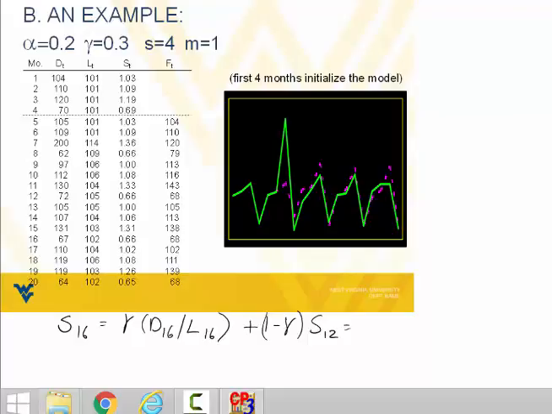So our gamma is 0.3, 67 divided by 102.7 plus 0.7 multiplied by 0.66. So S16 is 0.659 or 0.66.